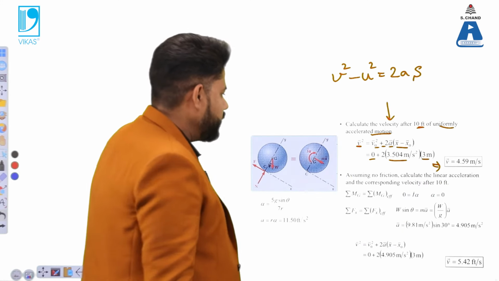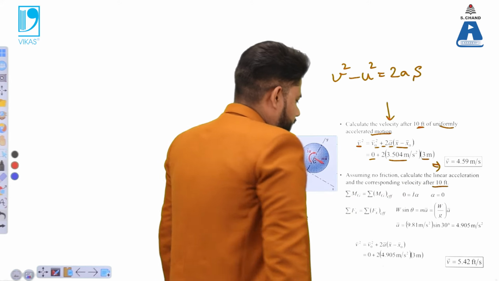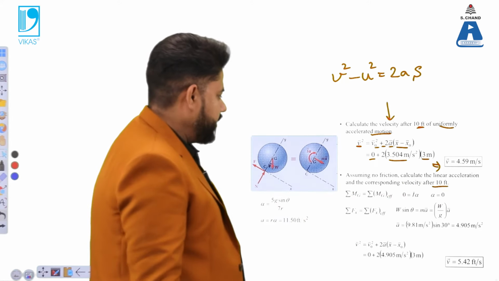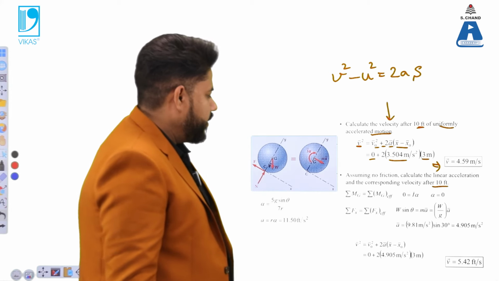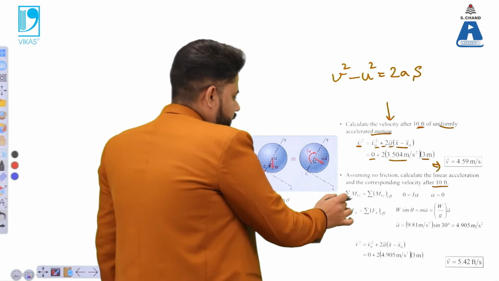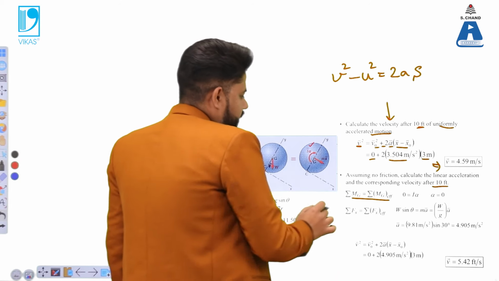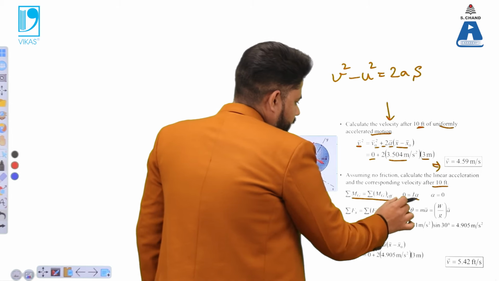Now if there is no friction, then the linear acceleration was to be determined, and that determination will be with the 10 feet value. So what we will do, we'll put the sum of all the moments equal to 0. So here we have one moment which is I alpha, and we need to put it equal to 0.